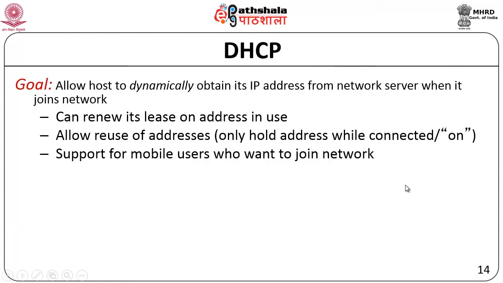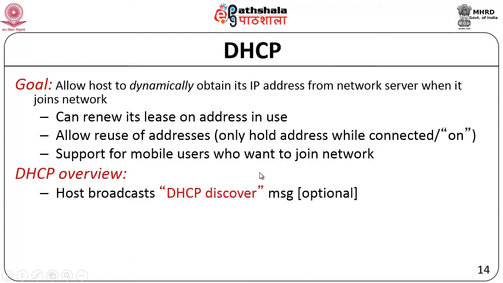The goal of DHCP is basically to dynamically obtain the IP address from the network server when a machine joins the network. We also need to make sure that it can renew its lease on an address in use. Normally an address is leased for a particular duration of time, and even before the time expires, it should be able to renew its lease if necessary. We should also allow reuse of addresses. You hold the addresses only while you are connected, only when you actually need it. Otherwise, you should be able to release the address, and that address can be reused by somebody else. And we should have support for mobile users when they join the network. So these are some of the goals of DHCP.